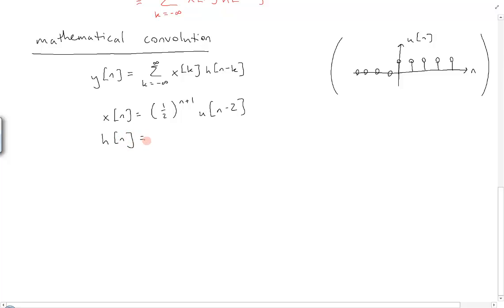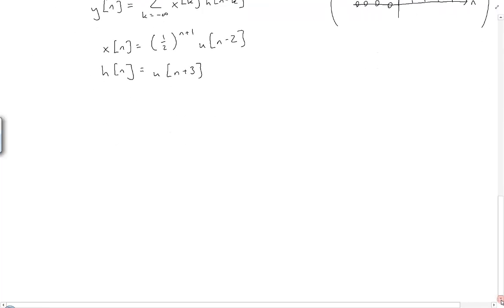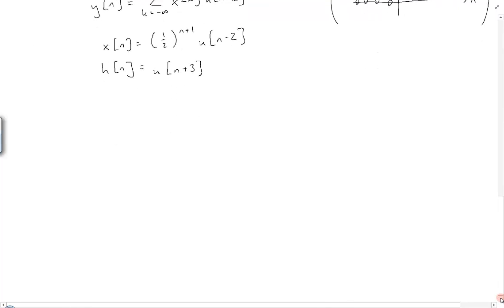h of n, the impulse response of the system, I'm going to define by u of n plus 3. So another step function that starts at negative 3 now. Now we're going to do everything mathematically, but it still is a good idea to draw pictures at this point because they're going to keep everything straight for us. They're going to keep track of everything that we're doing.